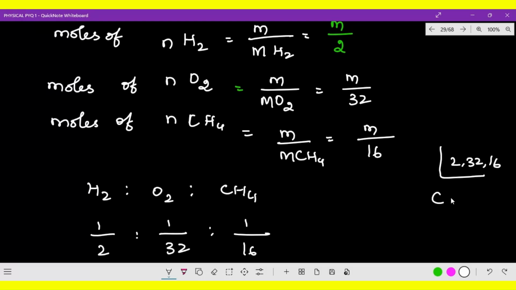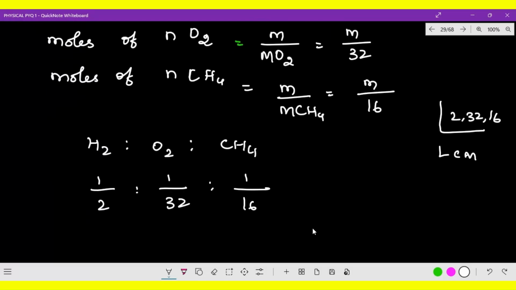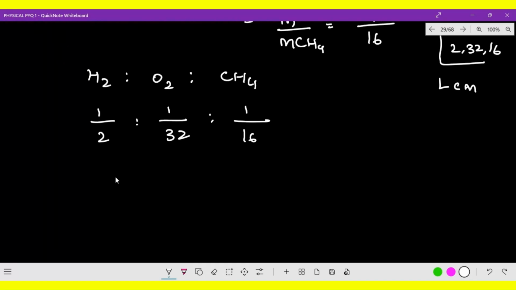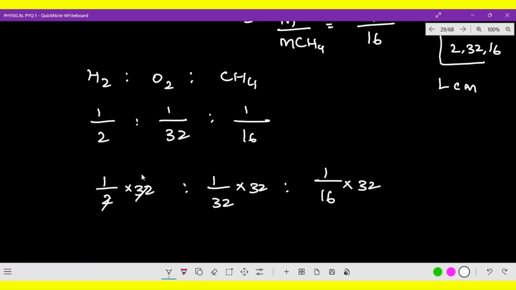If you are taking the LCM, how much will you be getting here? Actually 32. I'm getting 32. Now you just check whether it is correct or not. So 32. Now how do we apply this? 1 by 2 into 32 is to 1 by 32 into 32 is to 1 by 16 into 32. Here, how much are you getting? The first one is 16, the second one is 1, and the third one is 2. So what is that ratio here? 16 is to 1 is to 2.